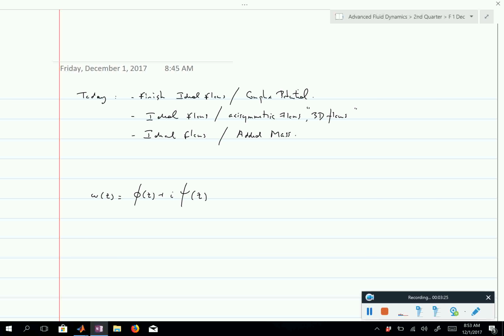Okay. And then the equivalent of the gradient is just the regular derivative. So if you differentiate omega as a function of z, similar to what you do when you take the gradient, what you get is the velocity field, except that the real part is the u component, the x component of the velocity, but the imaginary part is minus the y component of the velocity. That's the only trick you have to remember.